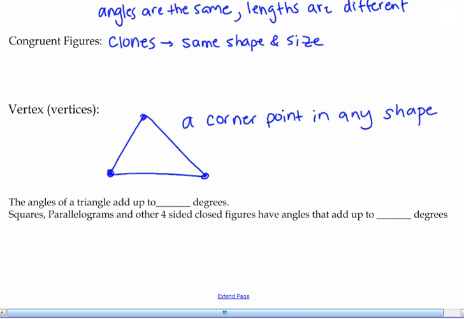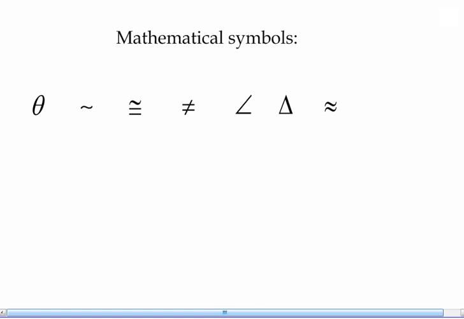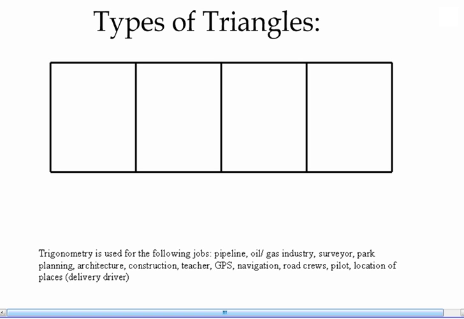I know I'm going fast, but this stuff is mostly review. Triangles add to 180 degrees. And squares, parallelograms, 4-sided closed shapes, 360. Very good. 360. Okay. Can I move on? Oh, we did that already. All right, you don't need this box.